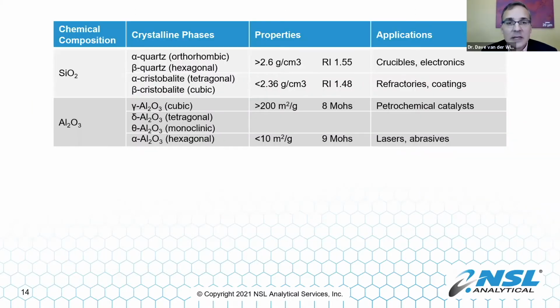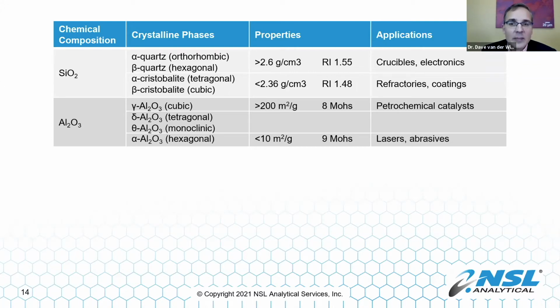So again, some examples of different phases of these oxide materials, silica and alumina. I've shown you and talked a little bit about the alumina phases. Silica also exists as two different types of phases, a quartz phase and a cristobalite phase. You can see some example properties. There are a lot of other properties that could be shown, but their densities and refractive indexes are quite a bit different. And these and other properties lead to their different uses. So whereas quartz is used in crucibles and electronics, the cristobalite form is used in high performance refractories and coatings.